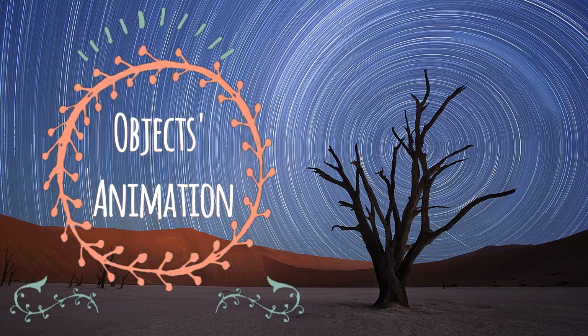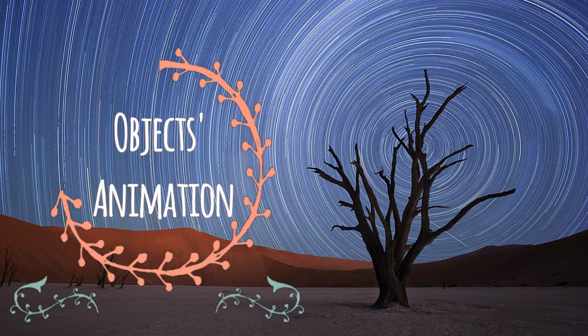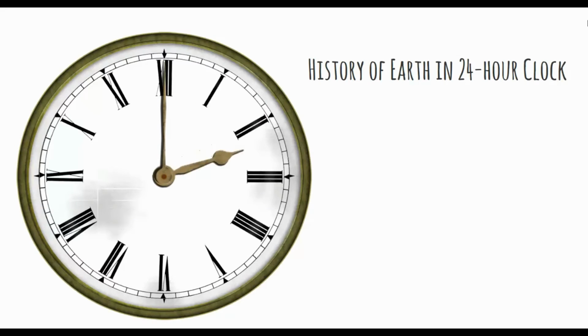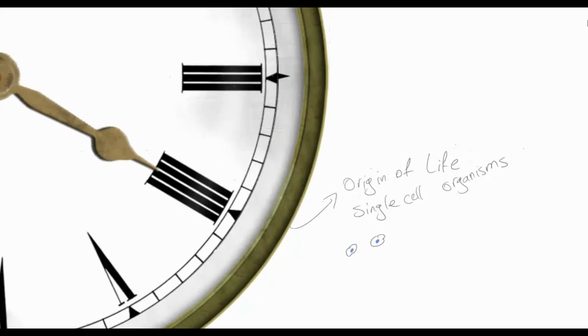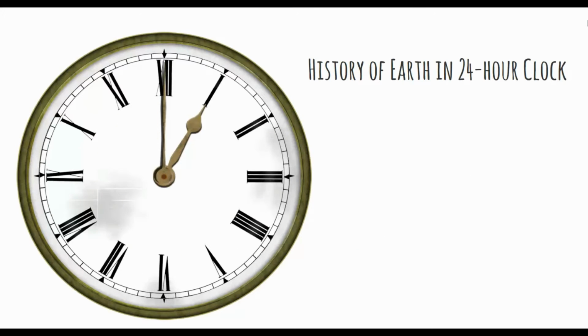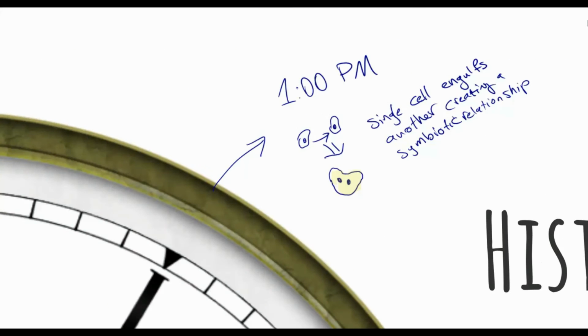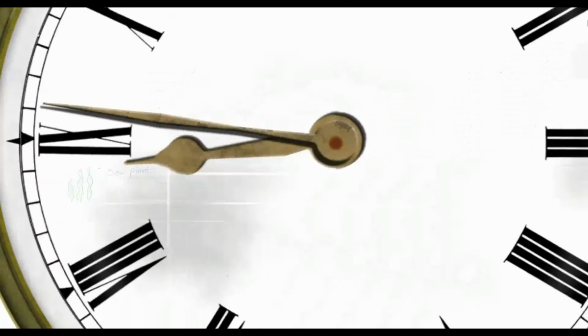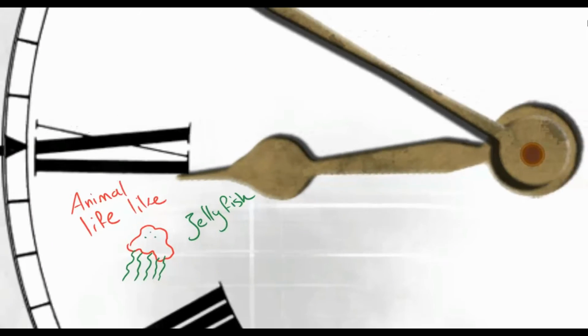Objects animations. Hello everyone, in this video we learn how to create motions in Canvas. Academic Presenter accepts different size, position, rotations, and opacities for each object at different keyframes. If any of these properties for an object be different between two consecutive keyframes, the software automatically animates the object to reach the latter state from the earlier state.